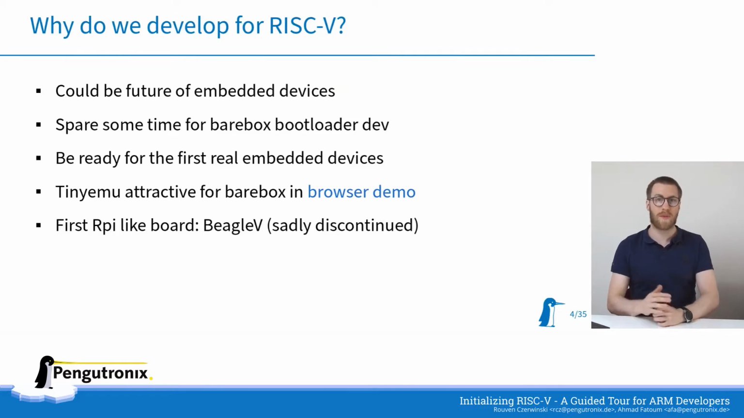We also wanted to spare some time for our Barebox bootloader development, so we took the time to enable available RISC-V patches from the community to work on the QEMU virtual platforms. This was the initial step, and the next step was using Barebox for Beagle-V devices, for the Beagle-V beta boards. We also want to be ready for the first real embedded devices, so we want to have Barebox running on the first commercially available RISC-V devices.